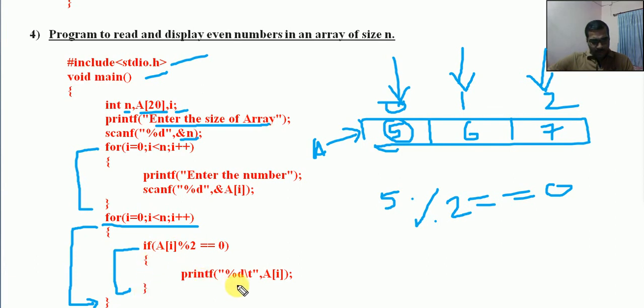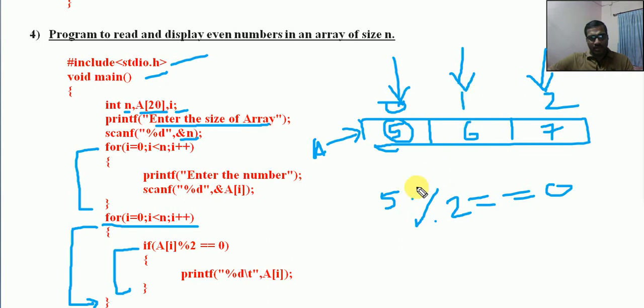There won't be any printing. These statements will not be executed. It will come out and go for the next iteration. As we have not written any else statement here, it will come out of this if and go to the next iteration, I is equal to 1. Right? So if a of I mod 2, next case, a of 1 mod 2.